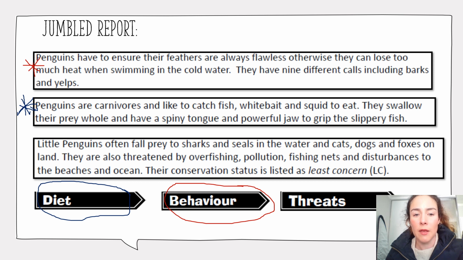The last one then is: little penguins often fall prey to sharks and seals in the water and cats and dogs and foxes on land. They are also threatened by overfishing, pollution, fishing nets and disturbances to the beaches and ocean. Their conservation status is listed as least concern. So this is the threats to the penguins' livelihoods and lives. So for the jumbled report so far, we've been able to match up the diet, the behavior, and the threats.